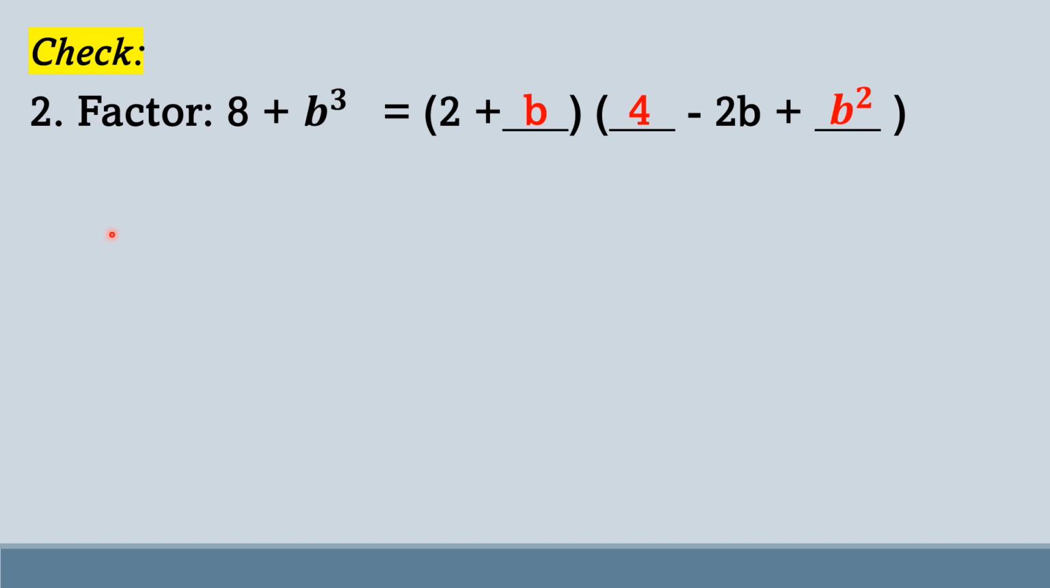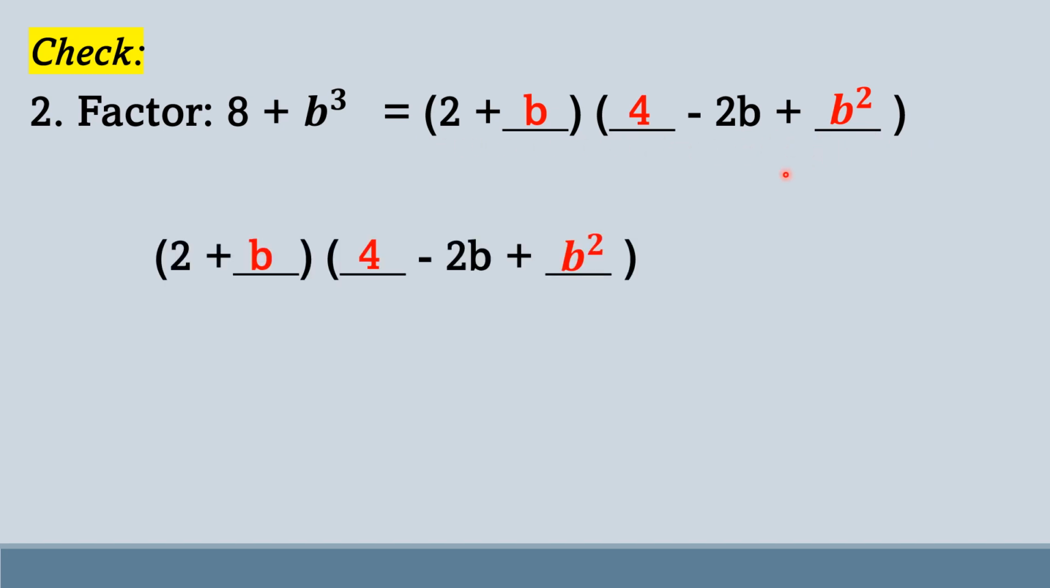Okay, next, for number 2, factor a plus b cubed. So our answer is the quantity 2 plus b times the quantity 4 minus 2b plus b squared. In order to check whether these factors are correct or not, we are going to multiply.